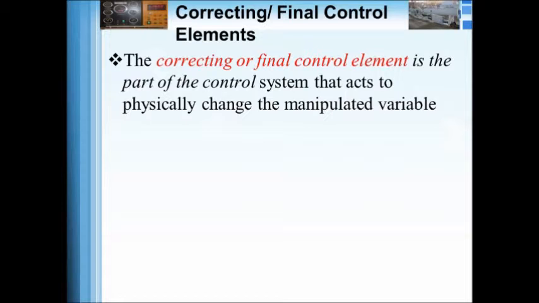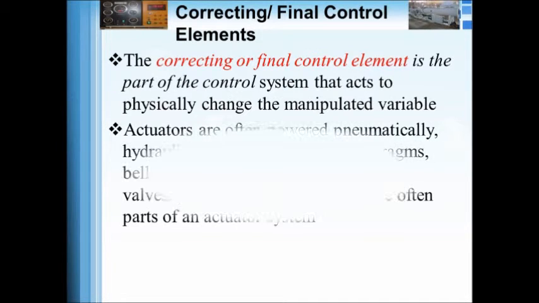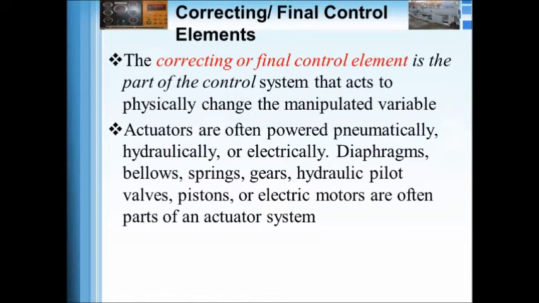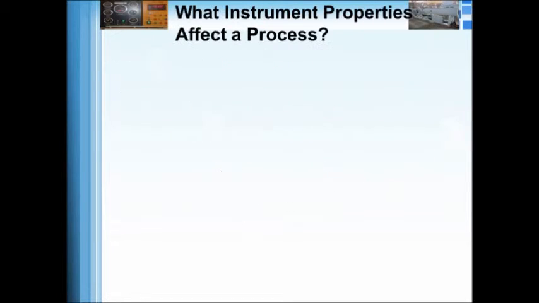Corrective or final control elements. The corrective or final control element is the part of the control system that acts to physically change the manipulated variables. Actuators are often powered pneumatically, hydraulically, or electrically. Diaphragm, bellows, spring, gears, hydraulic fluid, valves, piston, or electrical commands.